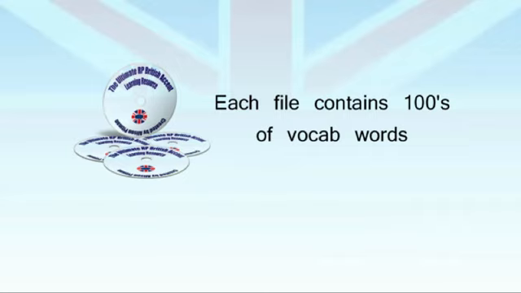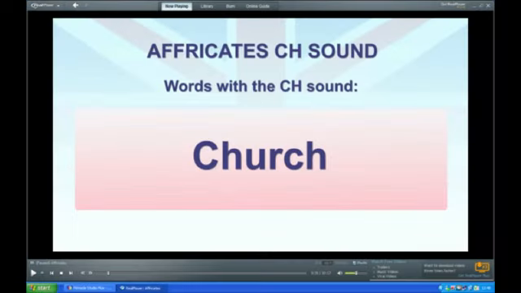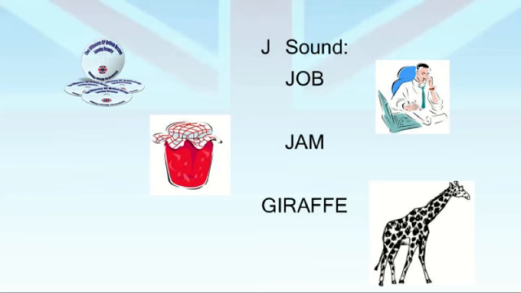So if I give you an example, from the affricates lesson, these include words and sentences which contain the sounds ch, so words like church, matched, cheer, etc., and the j sound of job, jam, giraffe, etc. Remember, it's the sound and not the spelling that's important here. So giraffe has a j sound even though it's spelt with a g.